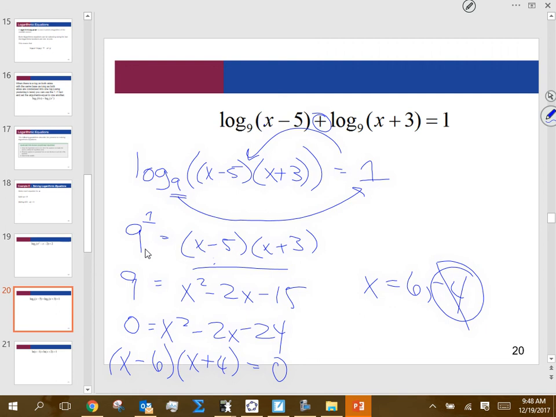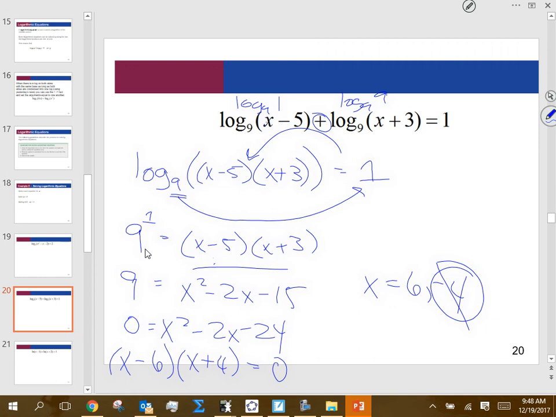So an option for you is to take your two answers. Take 6, plug it in here, and get log base 9 of 1. Can you take the logarithm of 1? Yeah. If I plug 6 in here, I get log base 9 of 9. Can I take the logarithm of 9? Yeah. So that tells me why 6 works. But if I plug in negative 4, I get negative 4 minus 5, which is negative 9, right? Can I take the log of negative 9? No. So the x value that produced that logarithm can't work.